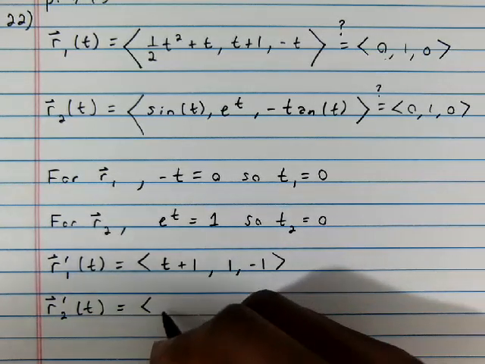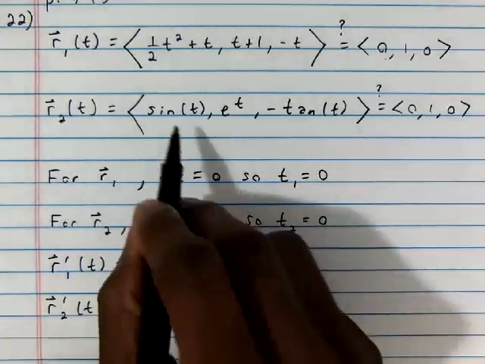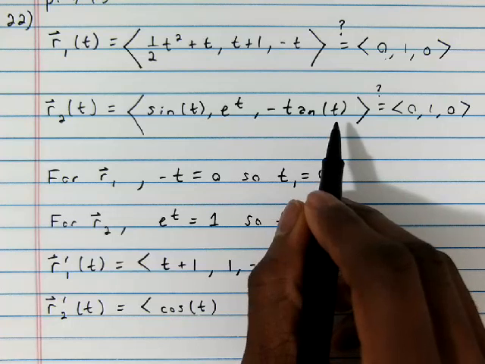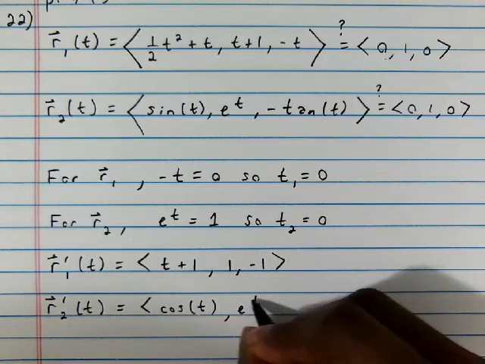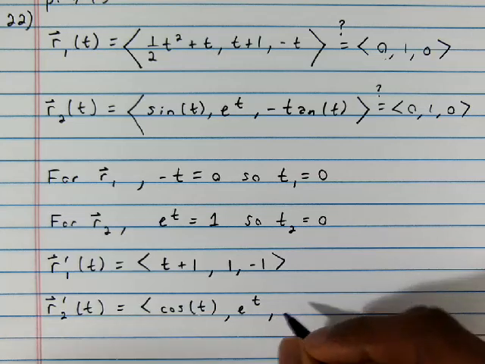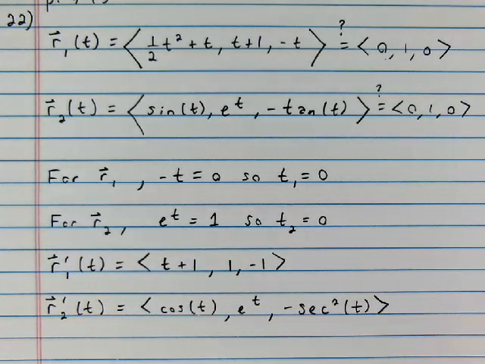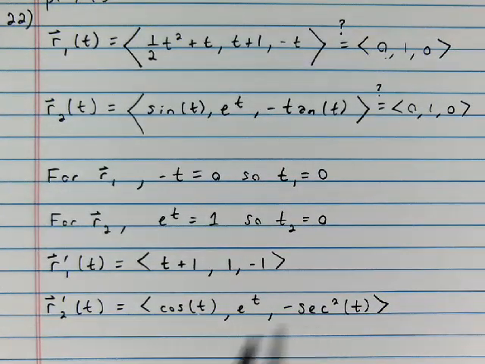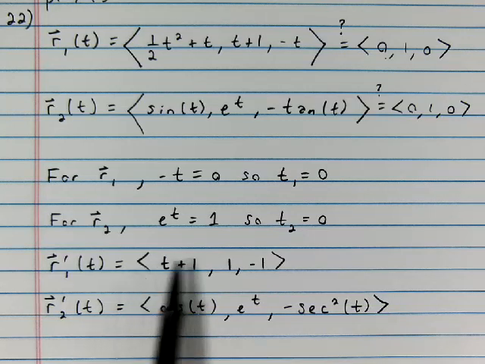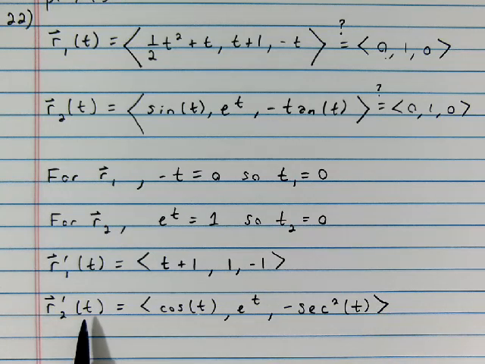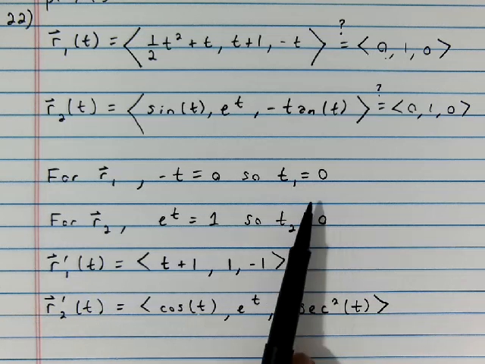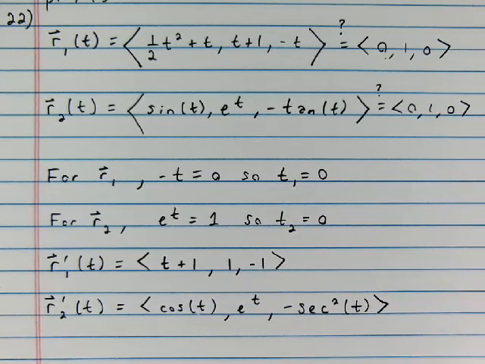is equal to cosine of t. So we're taking the derivative of this one now. So we get cosine of t, we get e to the t, and then we get negative secant squared of t. So notice these two vectors, there is no scalar by which you can multiply that vector and get this vector right here. So in general, they're not parallel to one another. But what we're looking at is t equals 0 because we plug in those values. Are the two parallel at that particular time?